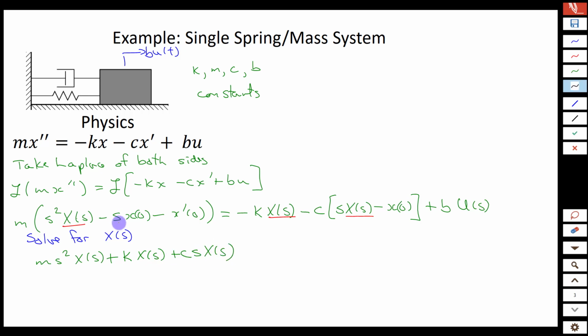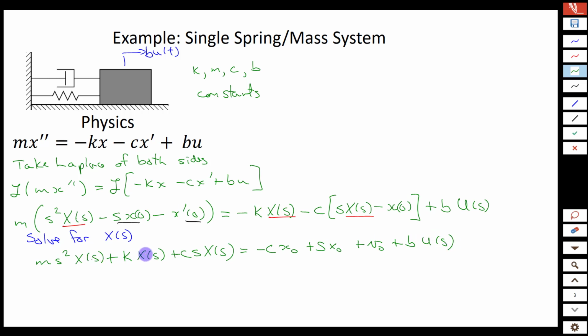Then if we take the other terms and move them all to the right-hand side, we're going to have a whole gallery of these. We're going to have a negative c times the x naught. In fact, I'm just going to call that x naught just for space reasons. So x of 0, x naught. And we're going to have a plus s x naught and a plus v naught. That would be our x prime of 0, and plus b times u of s.